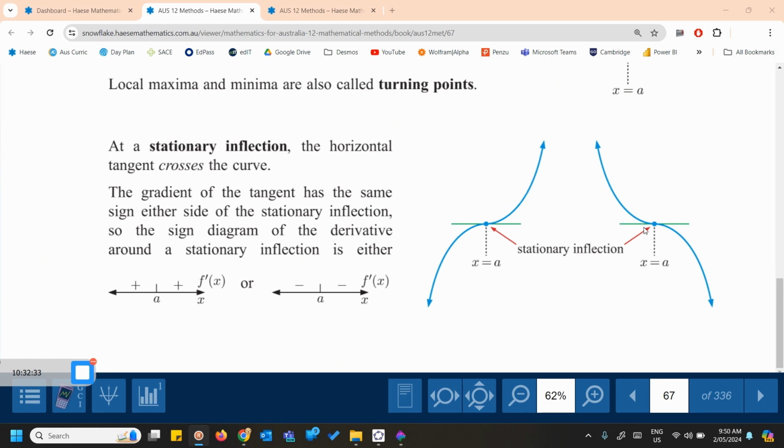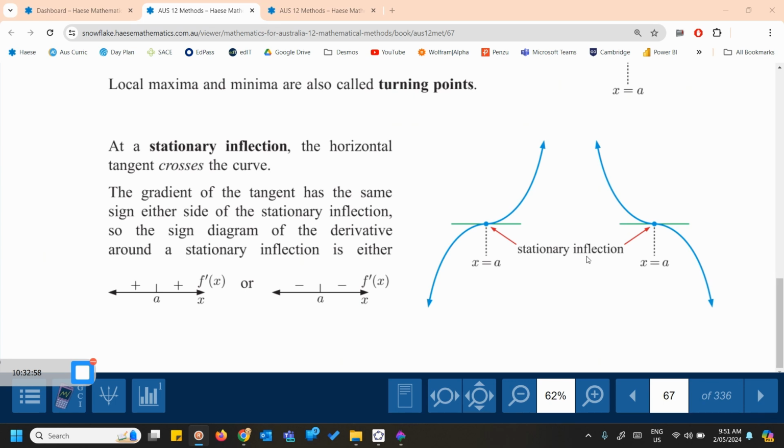Over here, another example of a stationary inflection, but in this case, the function's decreasing, has a tangent of 0 at the stationary inflection point, and after that, the function is still decreasing. So if we think about a point on this curve here, it also would have a tangent of a negative slope.